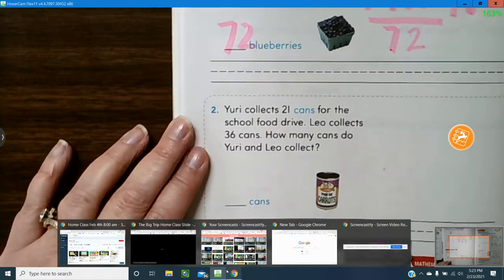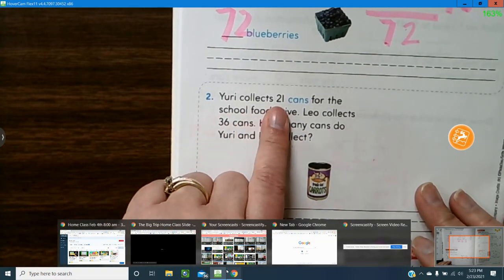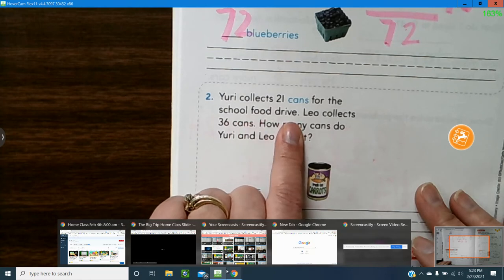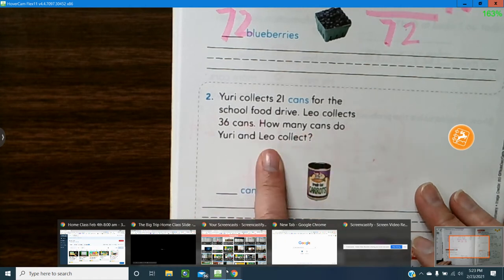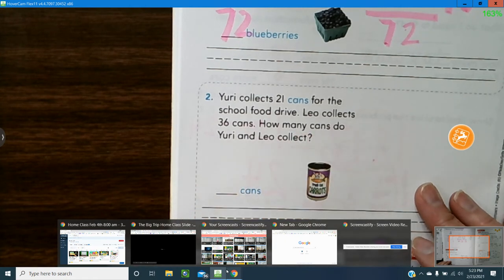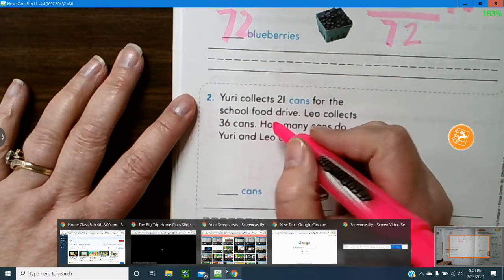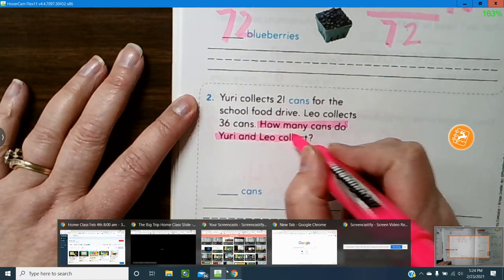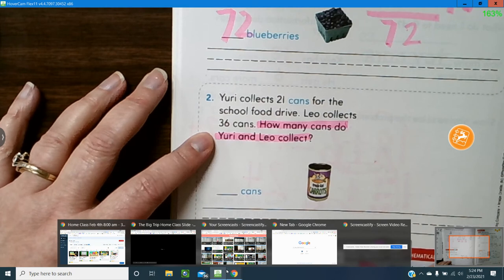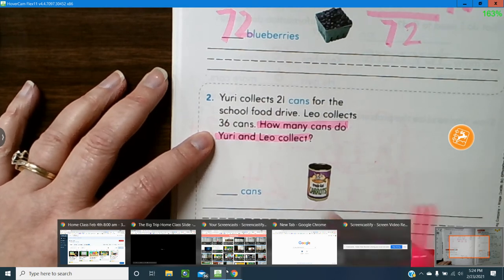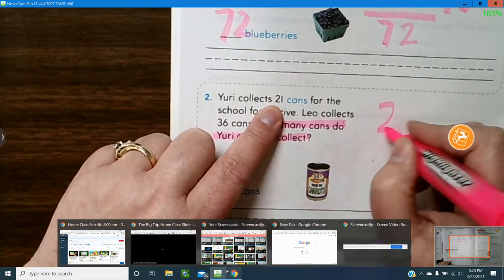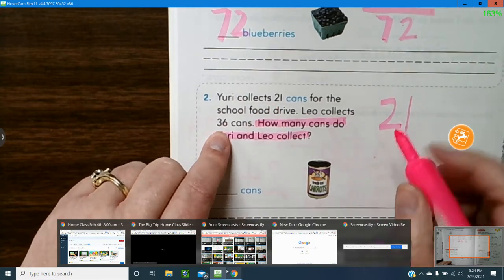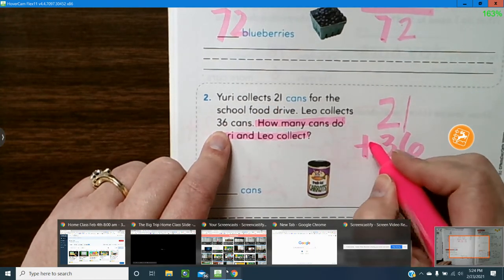All right. On number 2, it says Yuri collects 21 cans for the school food drive. Leo collects 36 cans. How many cans do Yuri and Leo collect? Well, what's the question we're trying to find out? Good. I think you know. How many cans do Yuri and Leo collect? They want to know how many they find all together. To know the answer, we have to look back in our story and find our information. Yuri collected 21 and Leo collected 36. And we need to add them together.